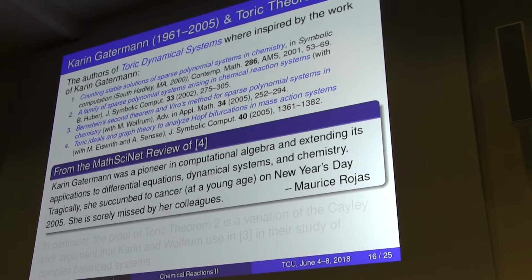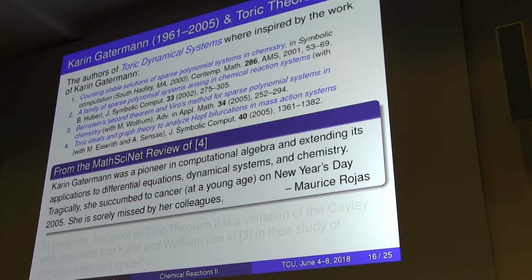And in the MathSciNet review of this paper, Maurice Rojas writes that Karen Gatermann was a pioneer in computational algebra and extending its applications to differential equations, dynamical systems, and chemistry. Tragically, she succumbed to cancer at a young age on New Year's Day in 2005. She is sorely missed by her colleagues. It's a statement that's still true.